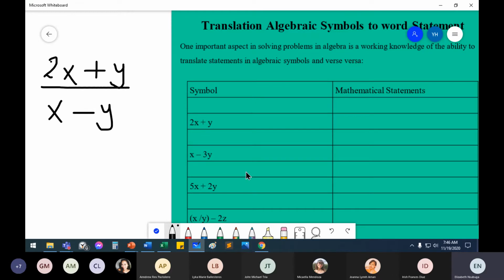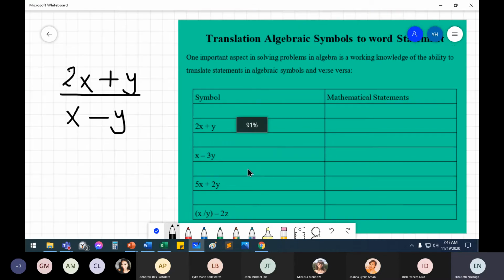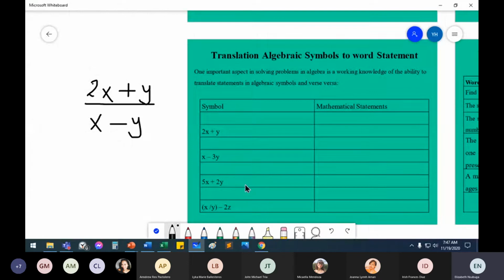See? So please practice saying those things, so that you will be able to translate the words to symbols. And that's what we are going to do. So we have 3 topics here under linear equations. 1, finding the solution sets. Number 2, translating the symbols to statements. And number 3, translating the words to symbols.